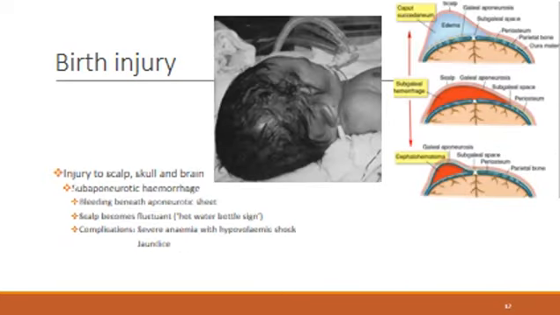A subaponeurotic or subgaleal hemorrhage can happen when there is a bleeding beneath the aponeurotic sheet. The scalp typically becomes fluctuant, which is called the hot water bottle sign. This can follow after trauma during delivery, especially if there was a vacuum extraction, but it might also indicate a coagulation defect in the neonate.